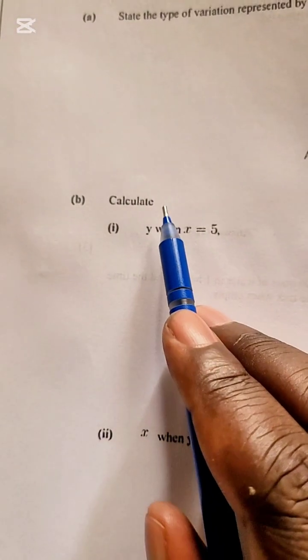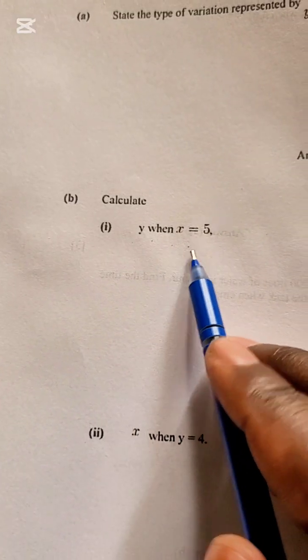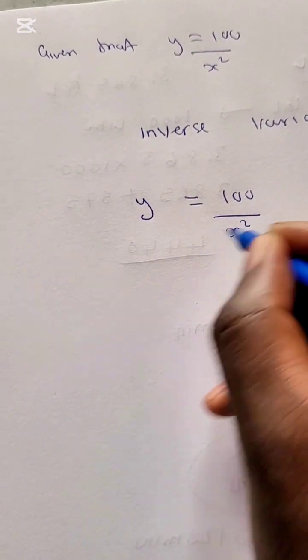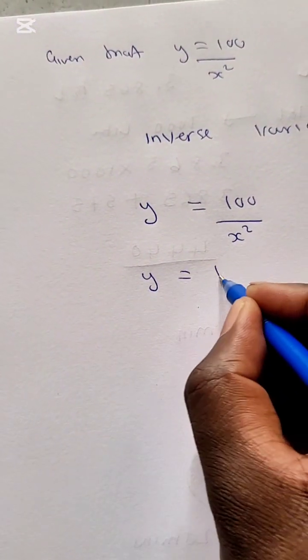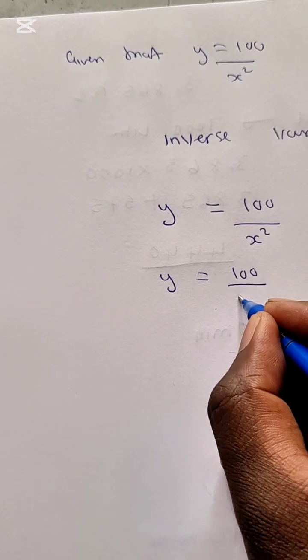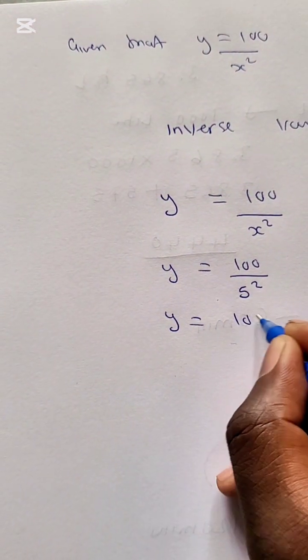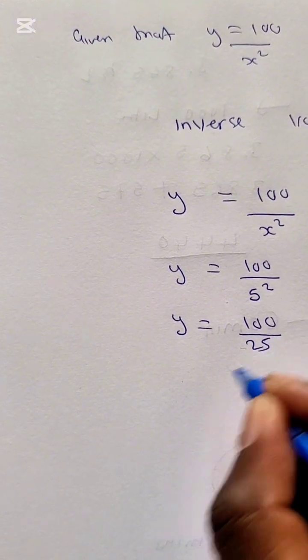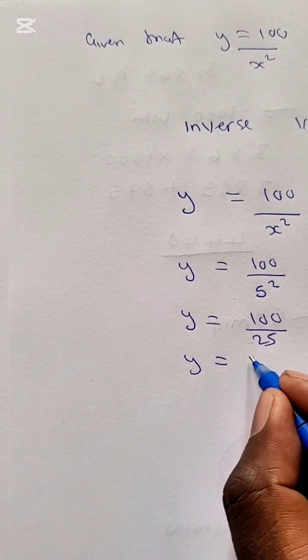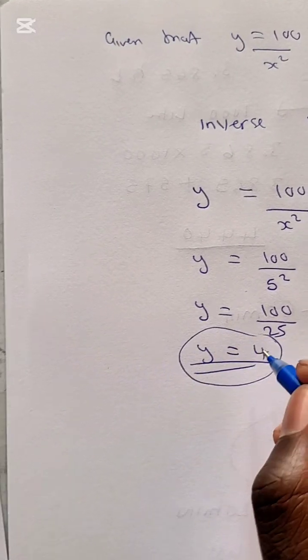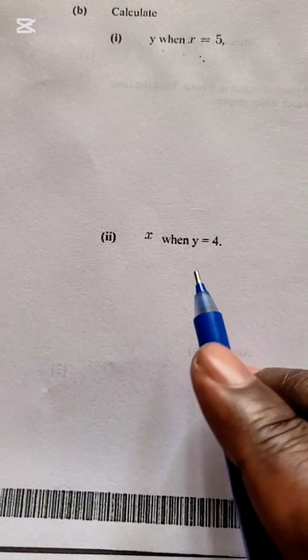Part B, calculate y when x is equal to 5. Y when x is equal to 5, I'm going to say y is equal to 100 over 5 squared. So y is equal to 100 over 25, and y is equal to 4. 25 into 100, we get 4.